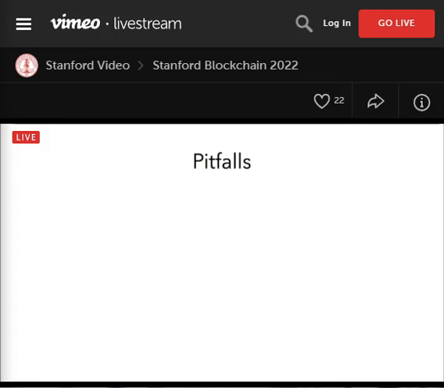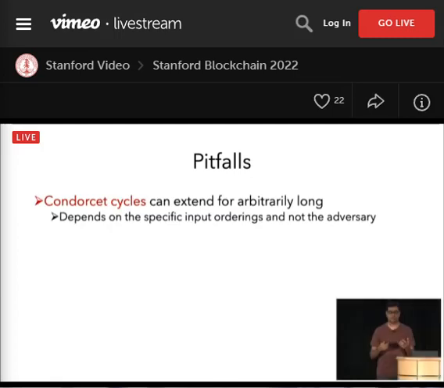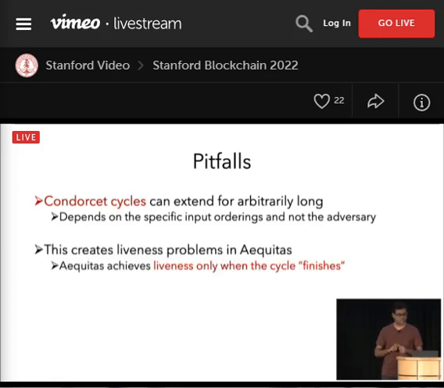So this design sounds quite intuitive, but we ran into a bunch of pitfalls when trying to make things more efficient this way. It turns out that these Condorcet cycles, these paradoxical orderings, can extend for arbitrarily long in length and in time as well. It depends only on the specific input ordering and not always on what the adversarial actions are, but this can still pose a problem. And basically, it turns out that these Condorcet cycles, although we did not notice it in the Iquitas paper, result in Iquitas achieving a weaker notion of liveness, which basically says that you get liveness only when this cycle ends or finishes.